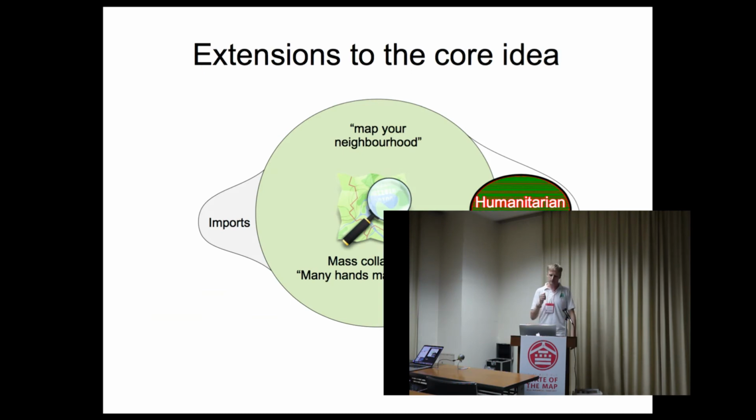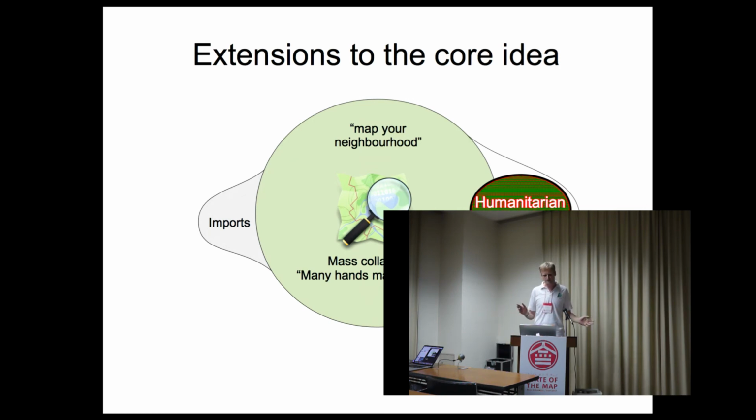But I do also see it this way, which is that mapping your neighbourhood is really the core idea of OpenStreetMap. It's all OpenStreetMap has ever been about, getting lots of people involved in mapping your neighbourhood. And just the idea of many hands make light work. OpenStreetMap is a mass collaboration project. That's what it's all about. And so these imports and armchair mapping are extensions of the core idea.